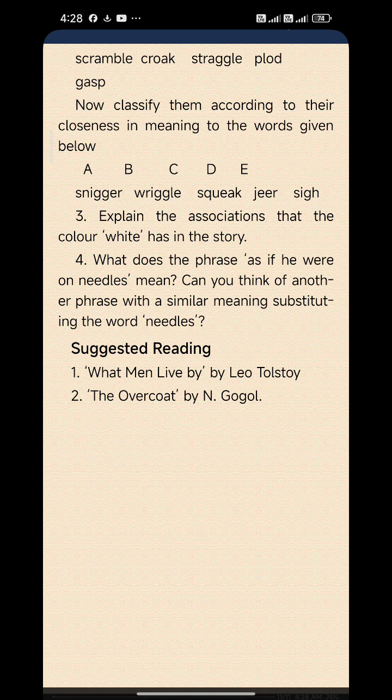3. Explain the association that the color white has in the story. 4. What does the phrase "as if he were on needles" mean? Can you think of another phrase with a similar meaning substituting the word needles? Suggested reading: 1. What Men Live By by Leo Tolstoy. 2. The Overcoat by N. Gogol.